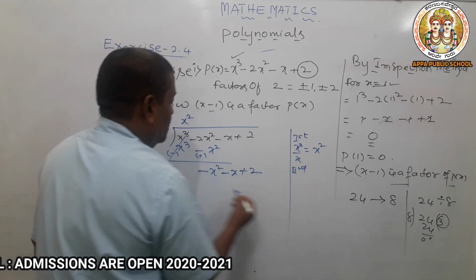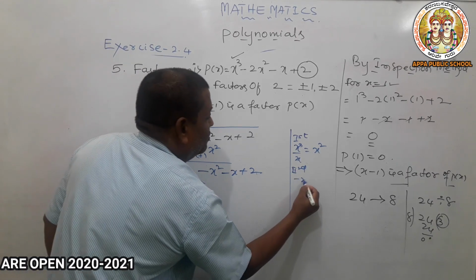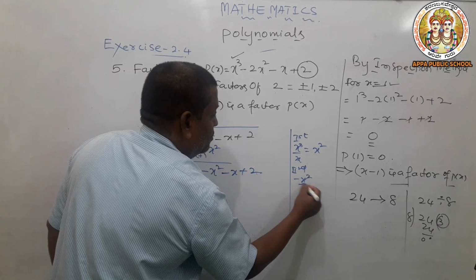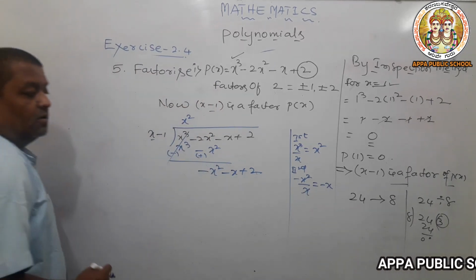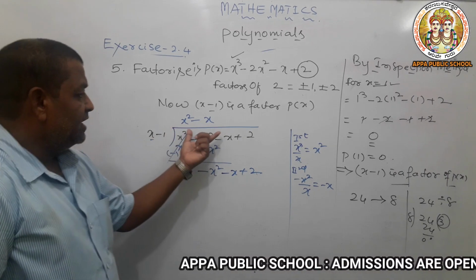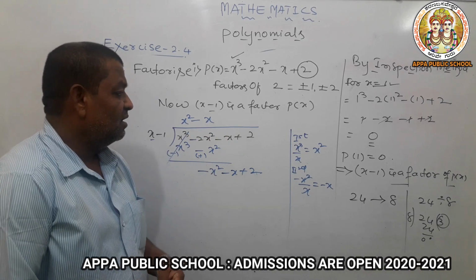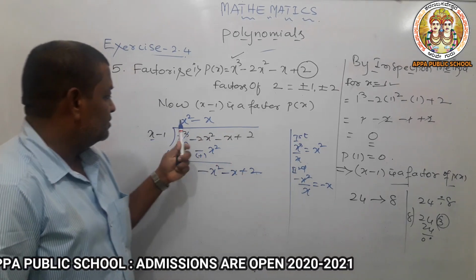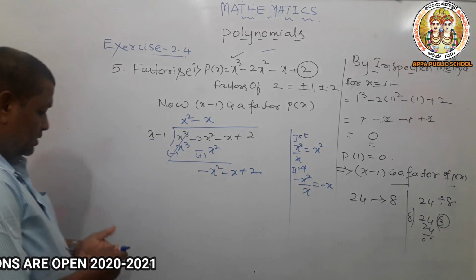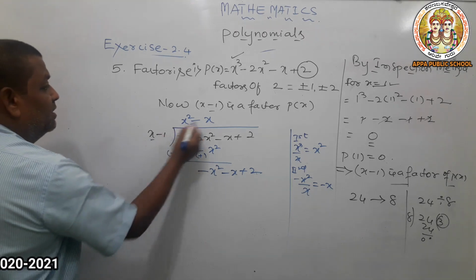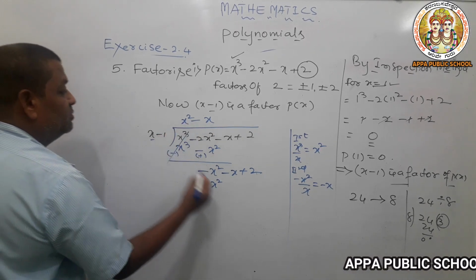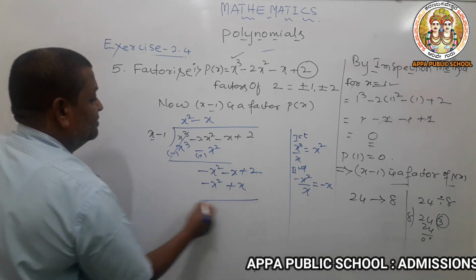Once again use the same procedure. Second, what is here? Minus x square. Minus x square, once again divided by the same x. What is this? Minus x. So take that minus x. You are ready to take it directly, so you are welcome. Suppose some students are facing problems here, they can use this method and get the answer correctly without any confusion. Right. Now x into x, x square, minus into minus, plus x.